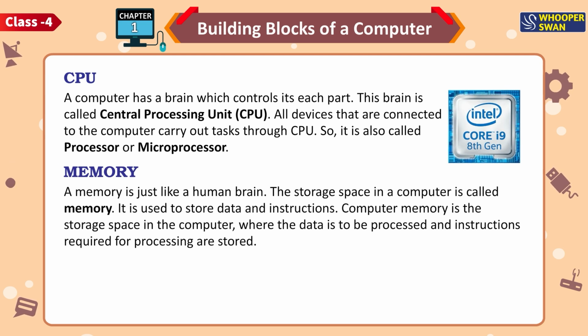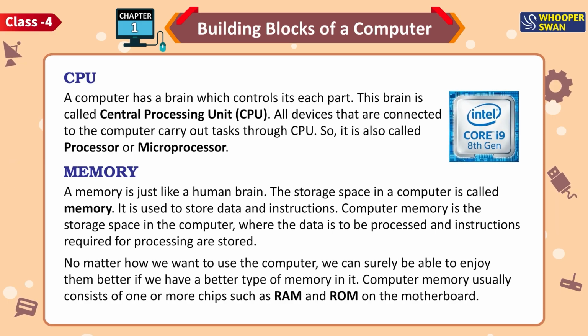Memory. A memory is just like a human brain. The storage space in a computer is called memory. It is used to store data and instructions. Computer memory is the storage space in the computer where the data is to be processed and instructions required for processing are stored. No matter how we want to use the computer, we can surely enjoy it better if we have a better type of memory in it. Computer memory usually consists of one or more chips such as RAM and ROM on the motherboard.